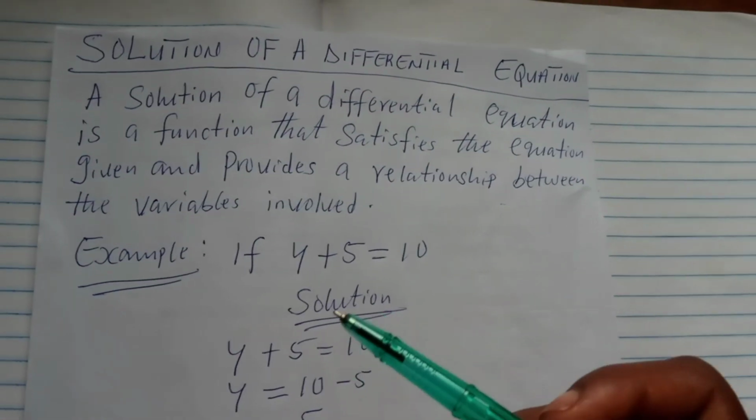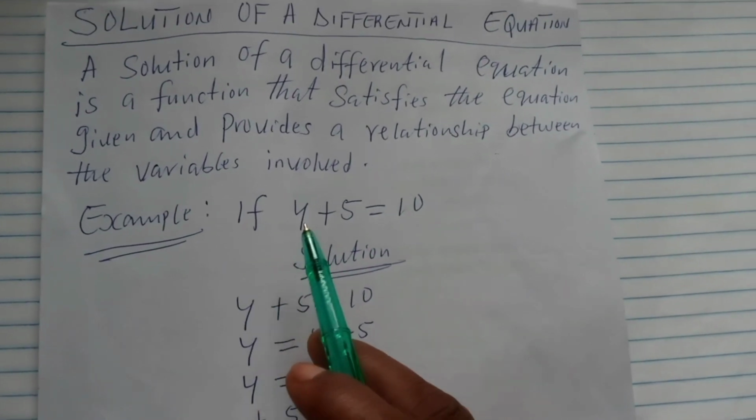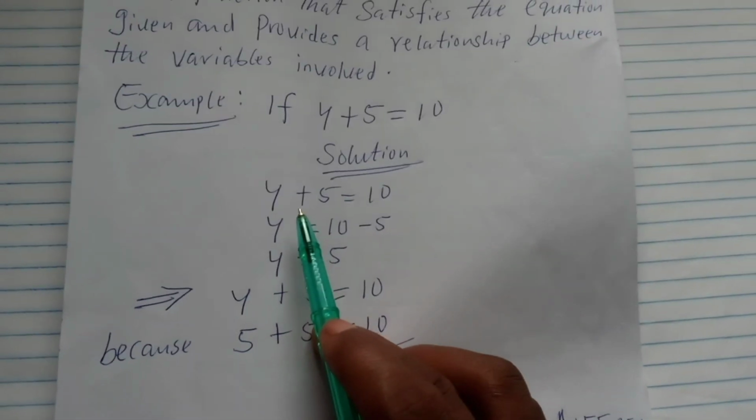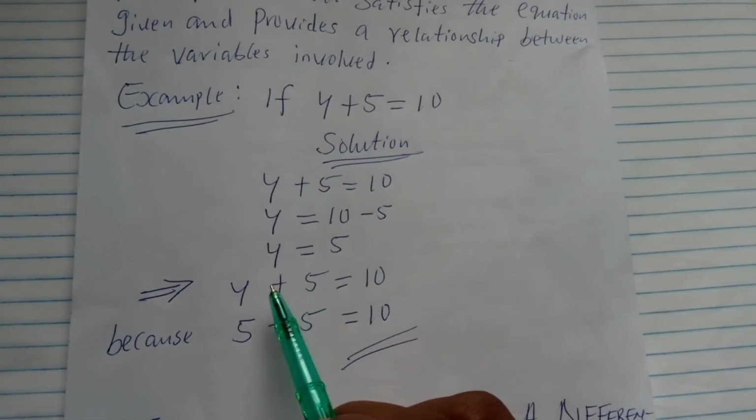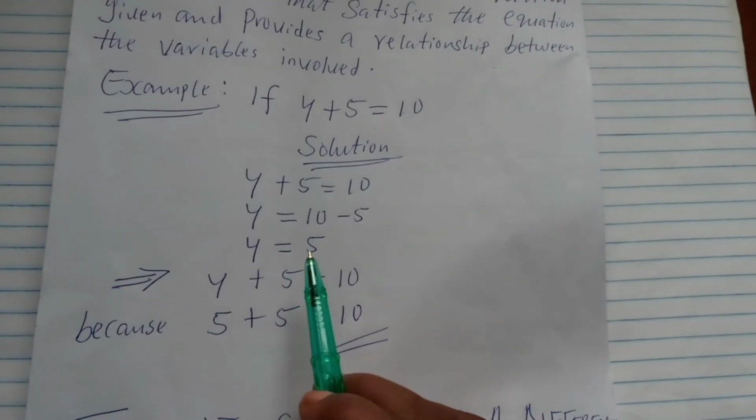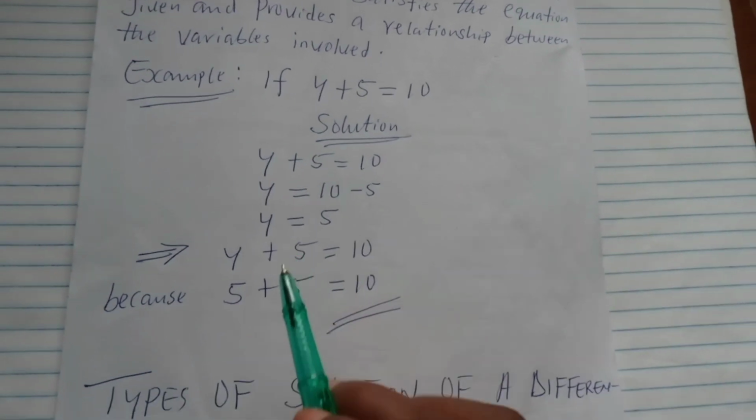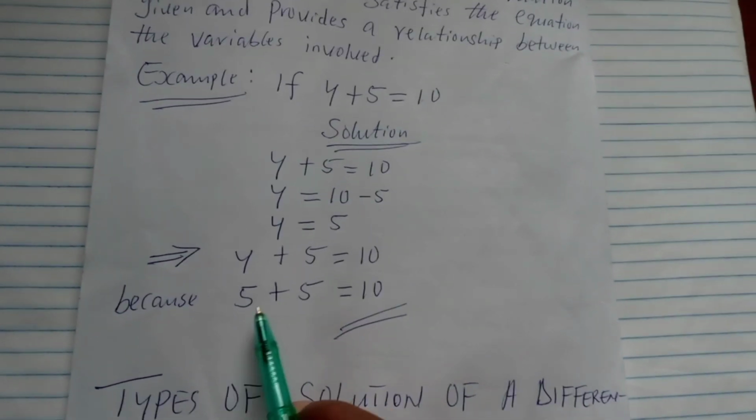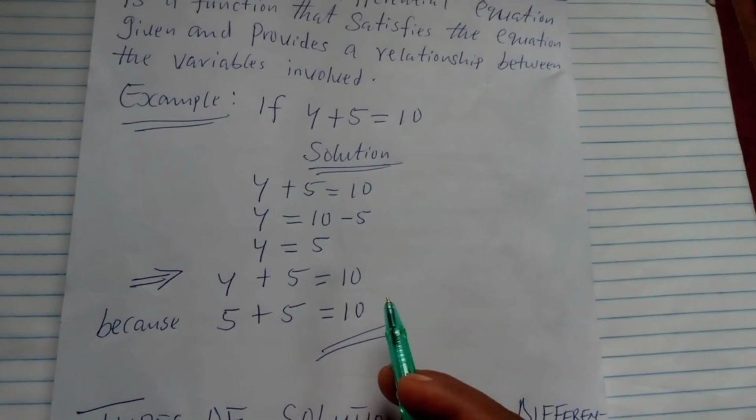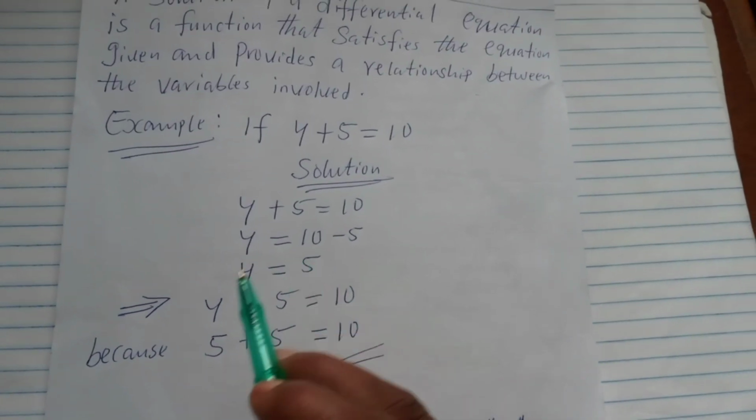For example, for proper explanation on this solution of a differential equation, if they give us y plus 5 equals 10, in this case we know that if we move this 5 to the other side it will become minus 5, so y is equal to what? 5. And if you want to cross check if this y is a solution to this equation, you put this 5 in place of this y. You see that on the left hand side you are having 5 plus 5, which is 10. And on the right hand side we are having 10. So this 5 now balances this equation and makes it a solution.